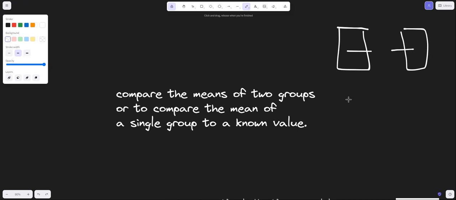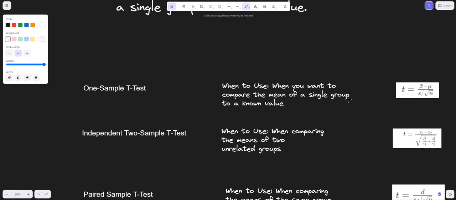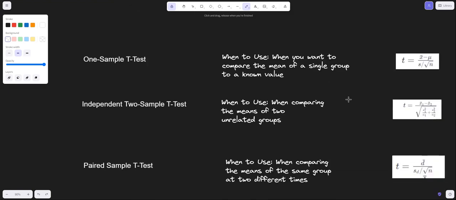So in simple terms, when you try to compare the mean values of two groups, that is what a t-test is. Now let's see the three types of t-test: one sample t-test, independent two sample t-test, and paired sample t-test. In a one sample t-test, there is only one group involved. In the independent two sample t-test, there are two groups involved. In a paired sample t-test, there is only one group involved, but two separate instances of that group. I'll tell you what the difference is between all three.